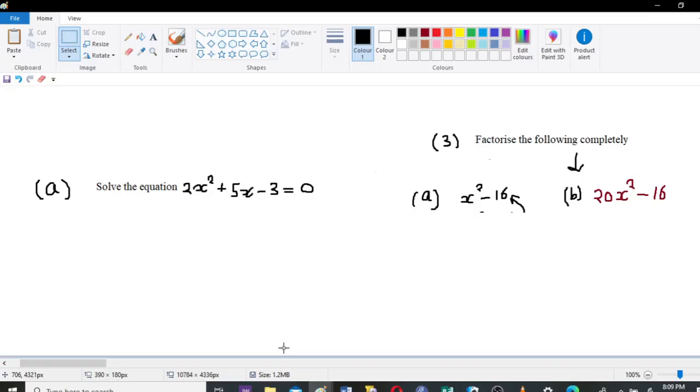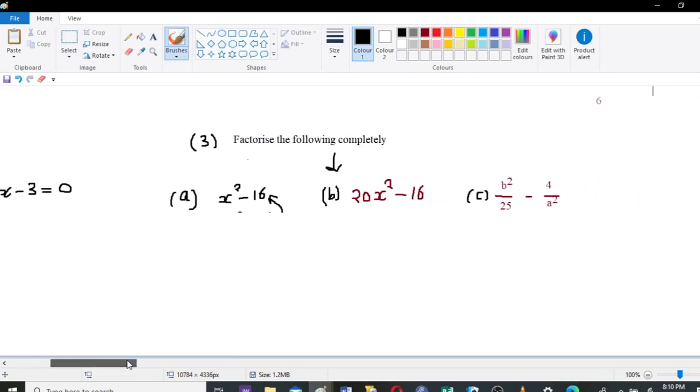So now we have these questions that we need to finish up. Okay, the first question, that is question A, says solve the equation. Now I don't want us to start with this one here. Okay, let's start with these questions here.